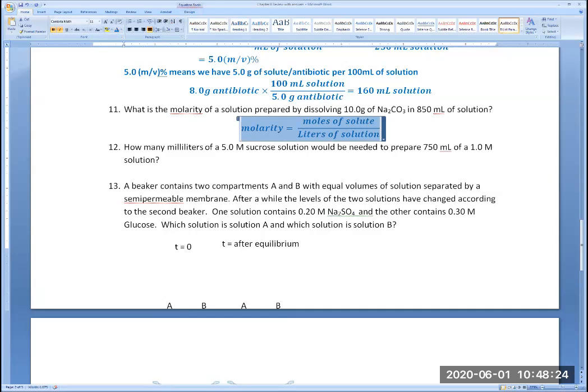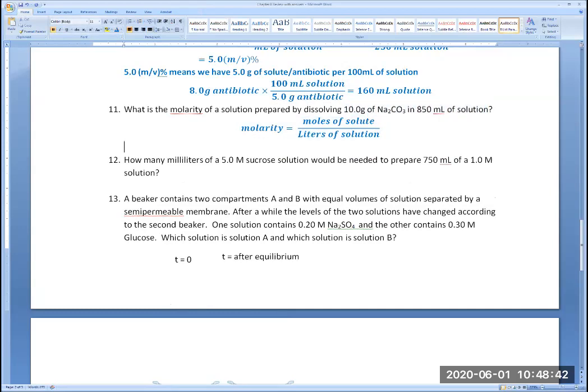And we have 10 grams of Na2CO3 in 850 milliliters of solution. So the units are not the ones we need, right? You see how we need moles and liters, and we have grams and milliliters. So that means you will have to do some conversions before you can plug in the values into the molarity formula. Let's do the liters of solution first from this 850 milliliters of solution. Let's change that to liters.